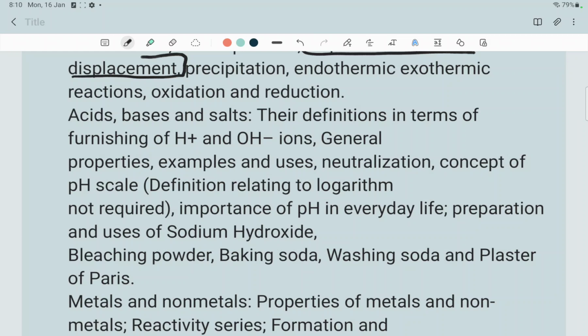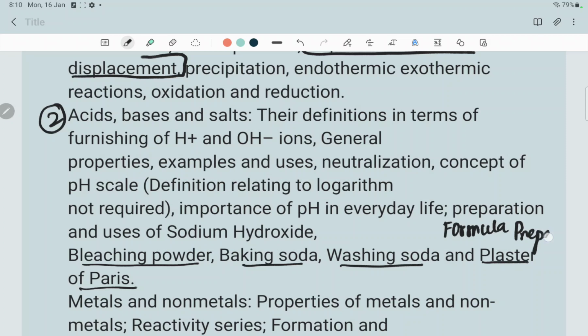Talking about the next chapter, which is chapter number 2, acids, bases and salts. Here my first, the most important topic is these salts which are given at the end of the chapter: bleaching powder, baking soda, washing soda and POP, plaster of Paris. You must know their chemical formula, you must know how they are prepared, what is their name and what are their uses. So this you must know, and you will get a short 5-marker question. You can also get MCQs based on this. This is a very important topic.